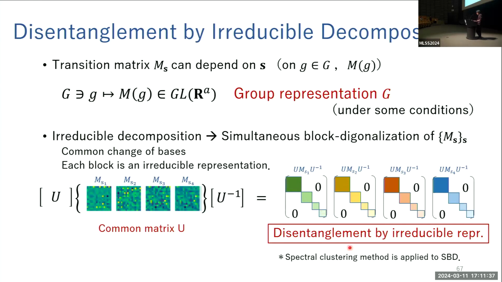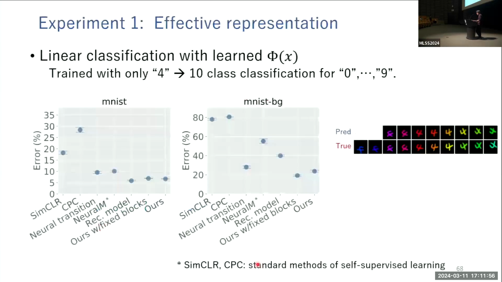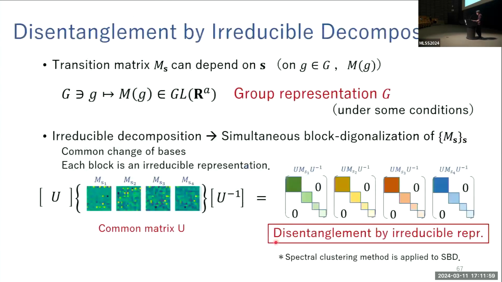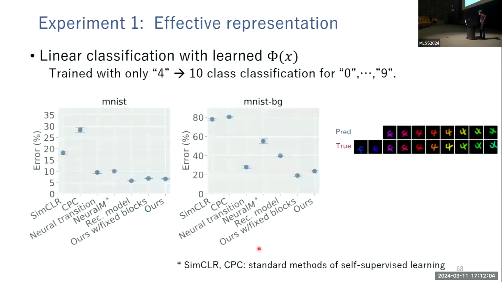So there are lots of works. I haven't talked about other works on the disentangled representations, but this is the first one which uses the group theory or algebraic theory for the disentanglement in representation learning. Okay, so we have the disentangled representation here, and I show some experimental results regarding the representations obtained by this method.